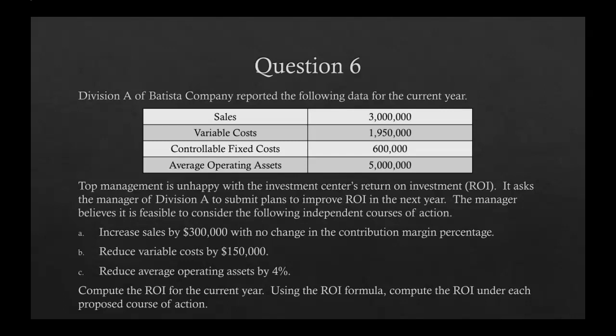So we need to figure out which of these courses of action should we implement, right? So should we increase sales by 300,000 with no change in the contribution margin? Is reducing variable costs by 150,000, is that better? Or reduce average operating assets by 4%. So we need to compute the ROI for the current year, the information up there in that table right now, and then using the ROI formula, find the ROI under each of the proposed courses of action.